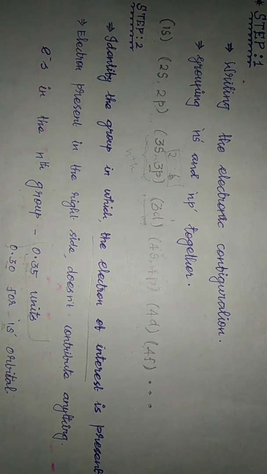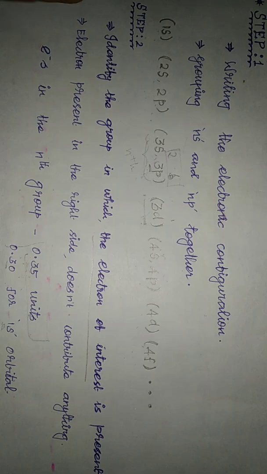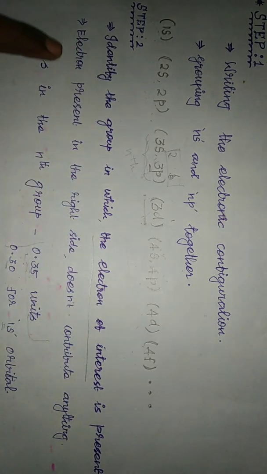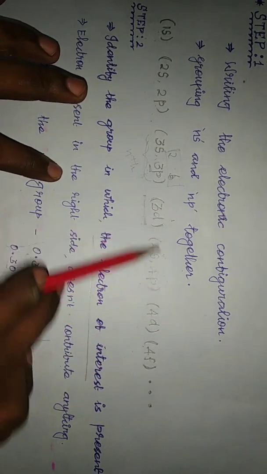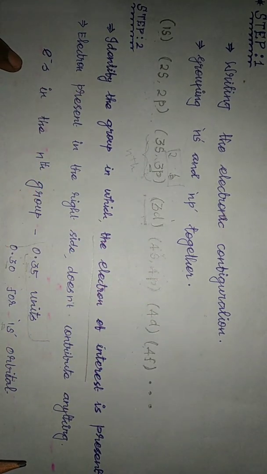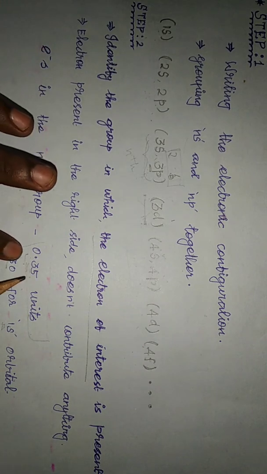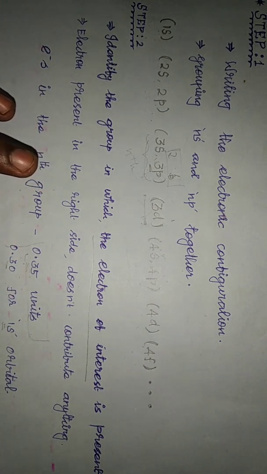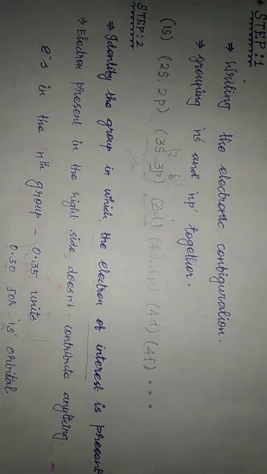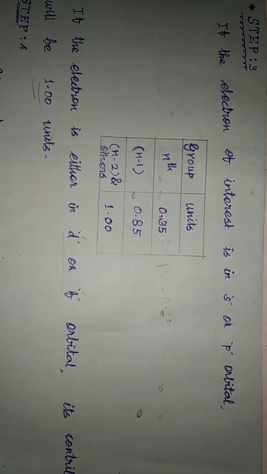Okay, step number 2. In step number 2 what we are doing: identify the group in which the electron of interest is present. Then electrons present on the right side do not contribute anything to the calculation of the S value. Then electrons within the group are multiplied by the value 0.35. If the nth group is the 1s orbital, instead of 0.35 we have to use the value 0.30. Then let us see steps number 3 and 4.